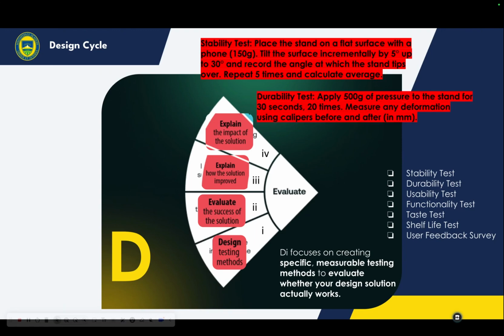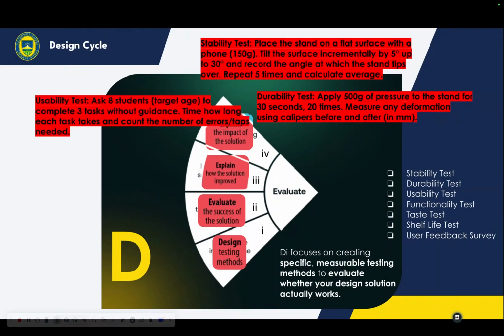For a durability test, you could design something like this. You want to see how durable something is, whether it's going to break easily or not. Apply 500 grams of pressure to the stand for 30 seconds. So you want to see if for 30 seconds it can stand with that much pressure, 20 times. Measure any deformation using calipers before and after. Like grade 7 had to do that tower challenge, and they were putting something heavy on top of that tower to see if it would break, right? So it's called a durability test. You could do something like that for D1.